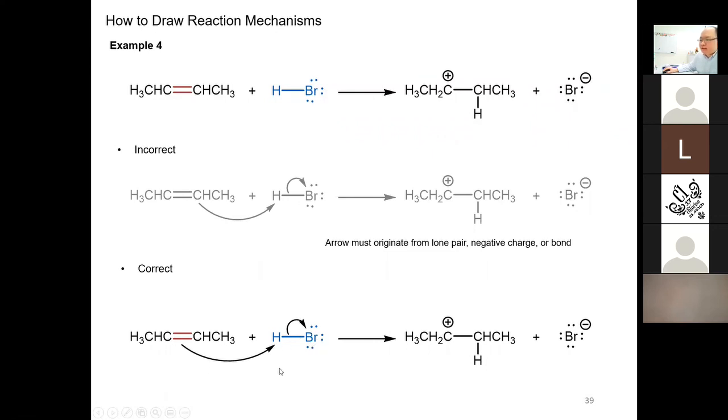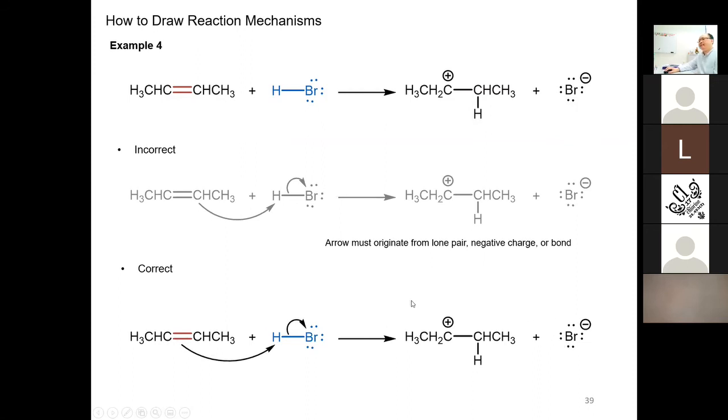So if this electron goes to the proton, this bond must break. The proton cannot have two bonds. So this bond break gives the bromide anion. The bromide leaves with the electron. The proton goes to here. The olefin, or the pi bond, has the proton. Then you have a positive and a negative.